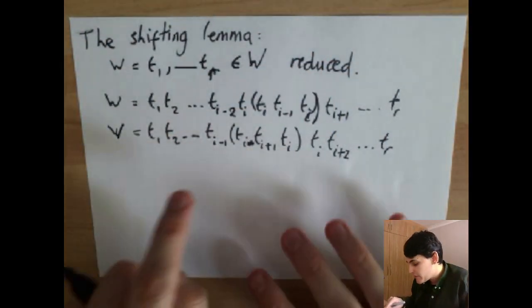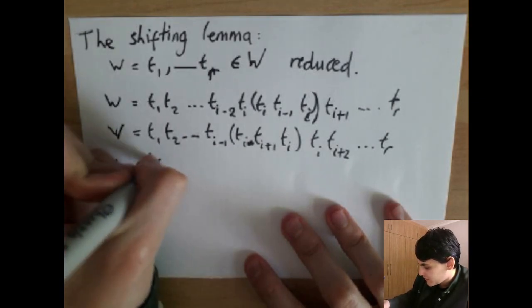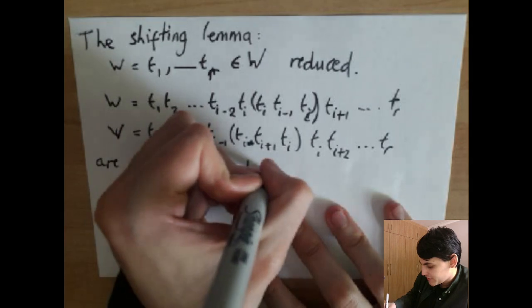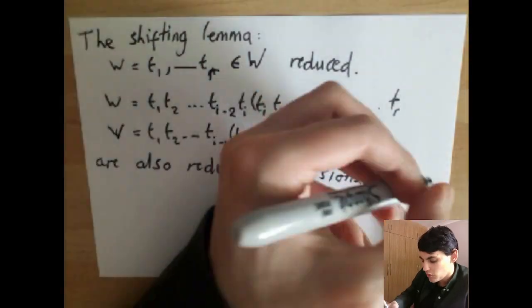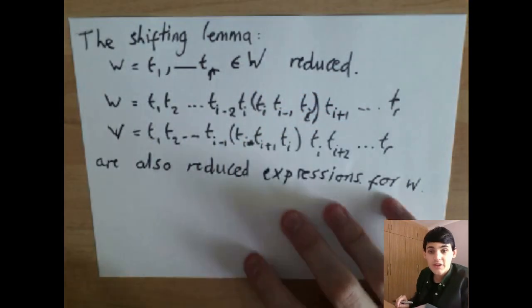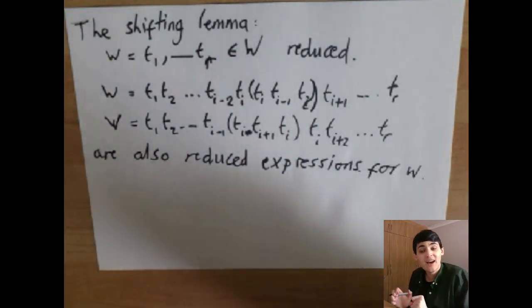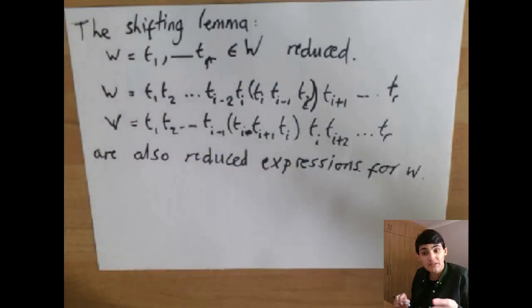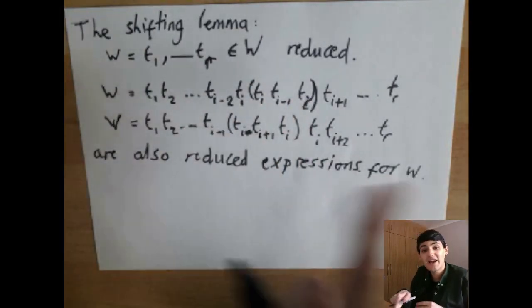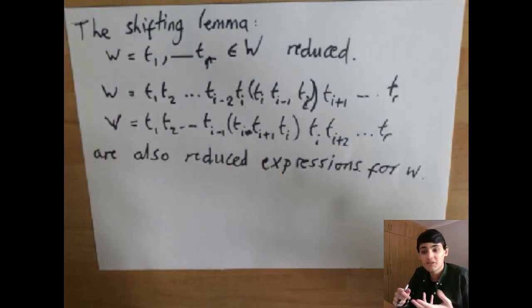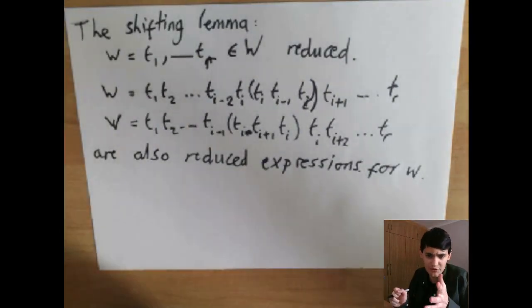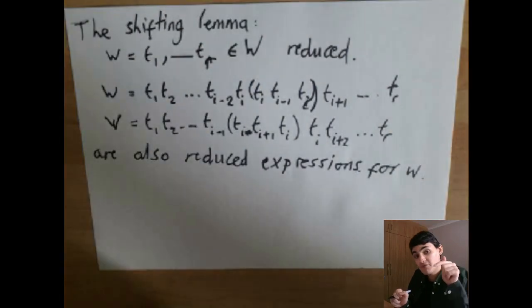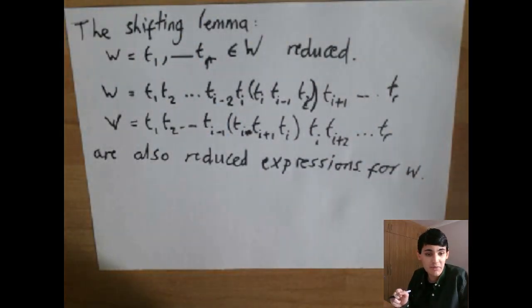Okay, so these are also reduced expressions for W. So I did sort of tease this earlier with the non-uniqueness part. And this is precisely how you get other reduced expressions. I'm not going to prove it here because effort, but you can have a look at the proof in my paper.